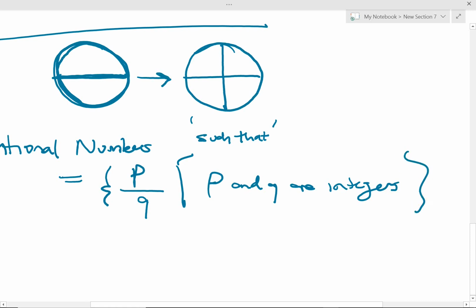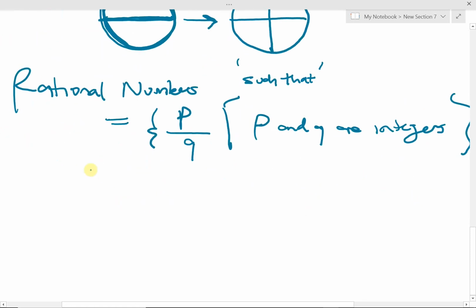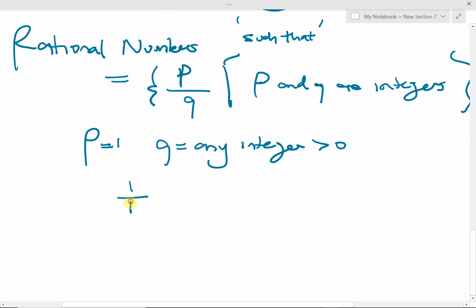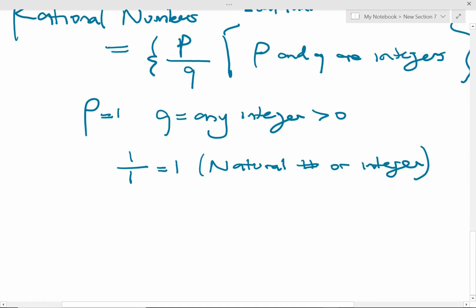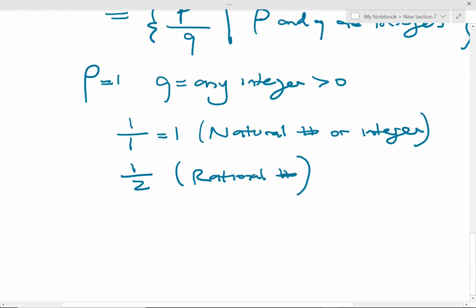So basically what this means is, okay, p could be 1. Let's just say p equals 1, and q is any integer, let's just say greater than 0, so it'd be a natural number. So we can do 1 over 1. Well, this equals 1, which we know is a natural number or integer. And then we have 1/2, which is a rational number. So basically we can't simplify it. So then you get to 1/3 and you keep going, 1/4, 1/5.